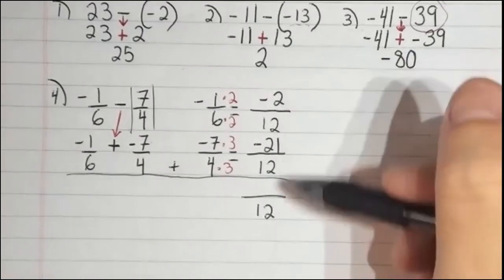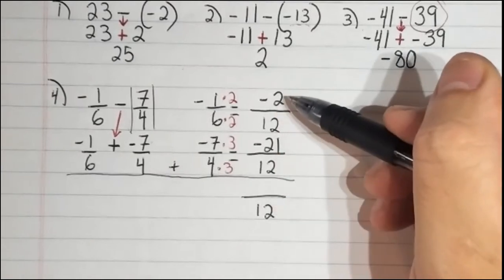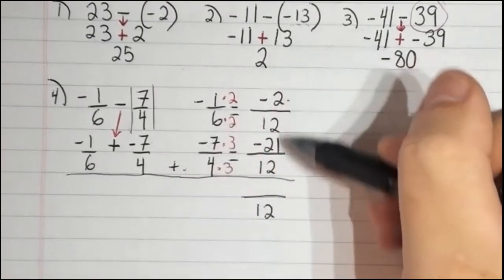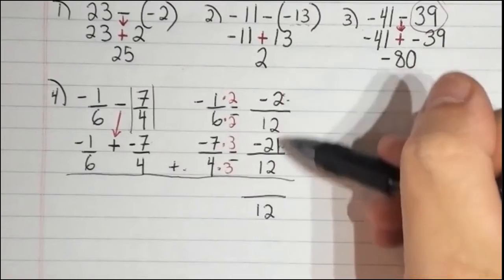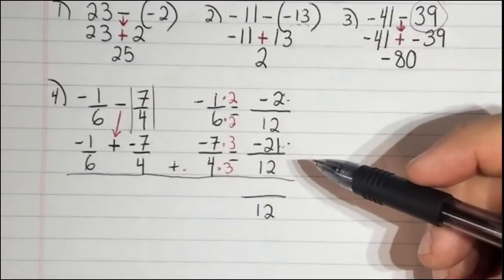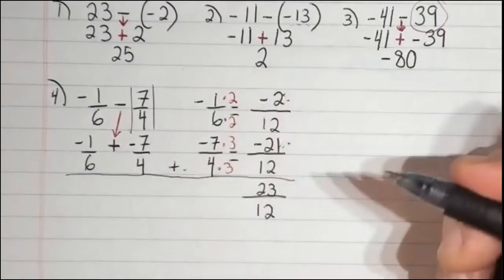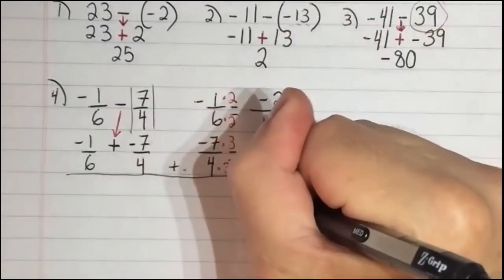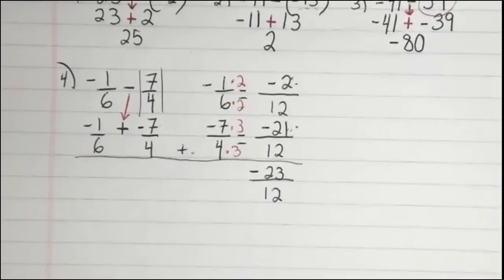So now we keep the denominator of 12. What we're doing is taking -2 and adding it to -21. Okay, so again, addition rules. Our signs are the same. They're both negative. So the rule is if the signs are the same, we add 21 and 2, and we get 23. And I keep the sign, and in this case, the sign is negative, so our answer is -23 over 12.